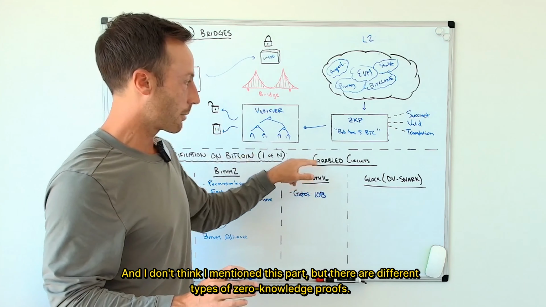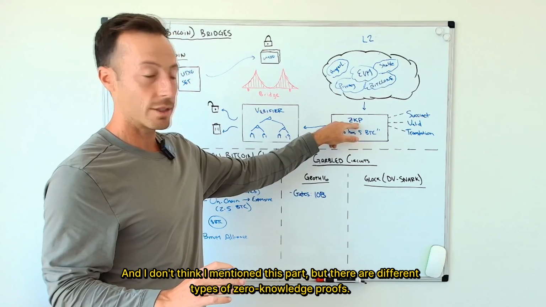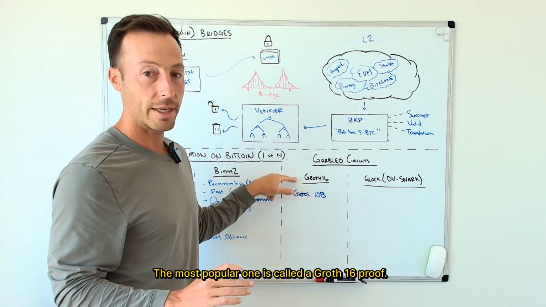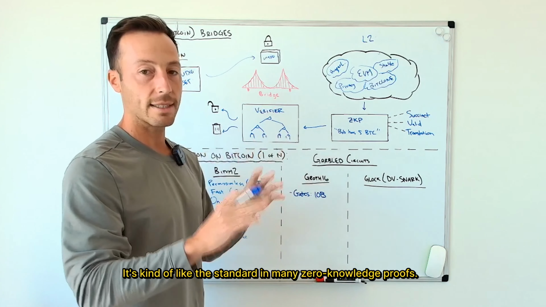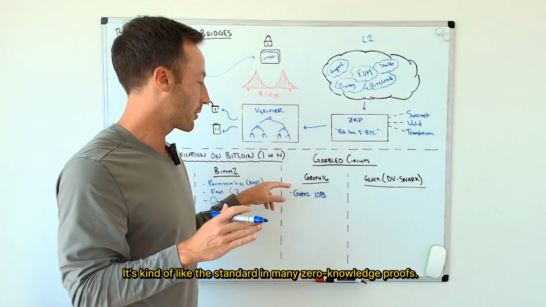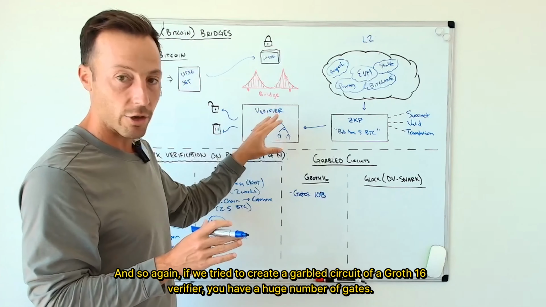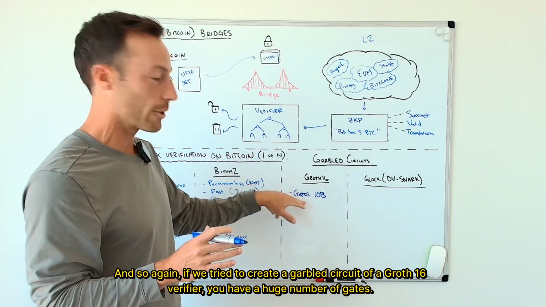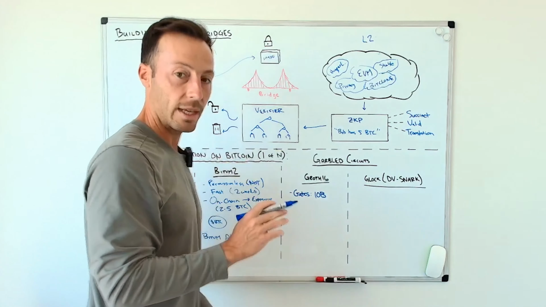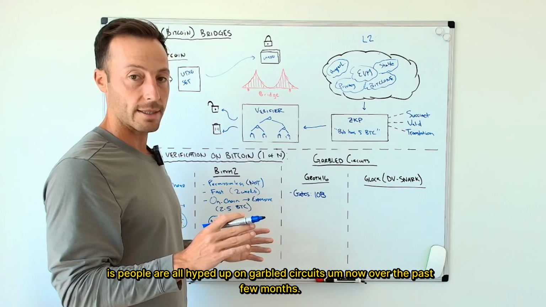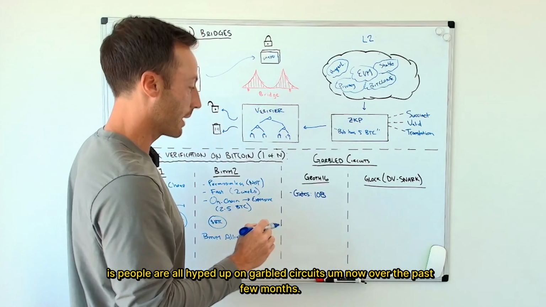And I don't think I mentioned this part, but there are different types of zero knowledge proofs. The most popular one is called a Groth16 proof. It's usually the smallest, it's the most battle tested. It's kind of like the standard in many zero knowledge proofs. And so again, if we tried to create a garbled circuit of a Groth16 verifier, you have a huge number of gates. Now, what's happening is people are all hyped up on garbled circuits over the past few months.